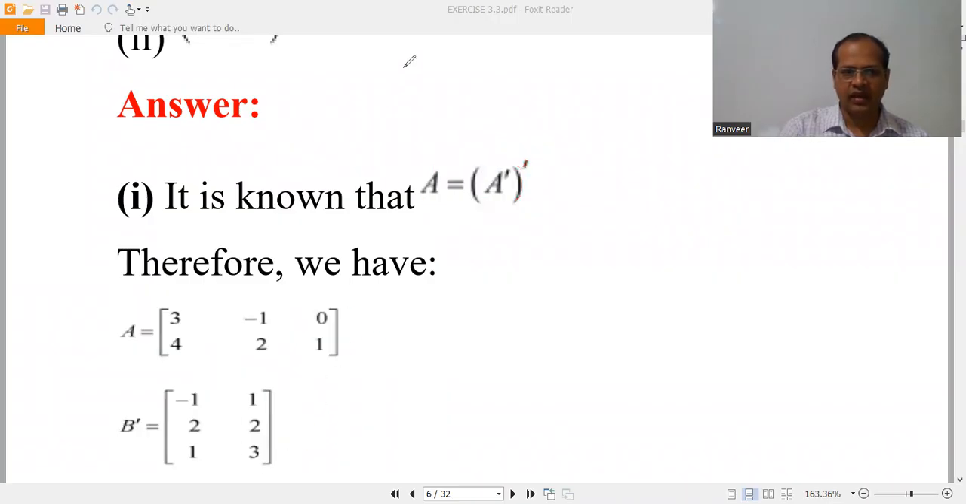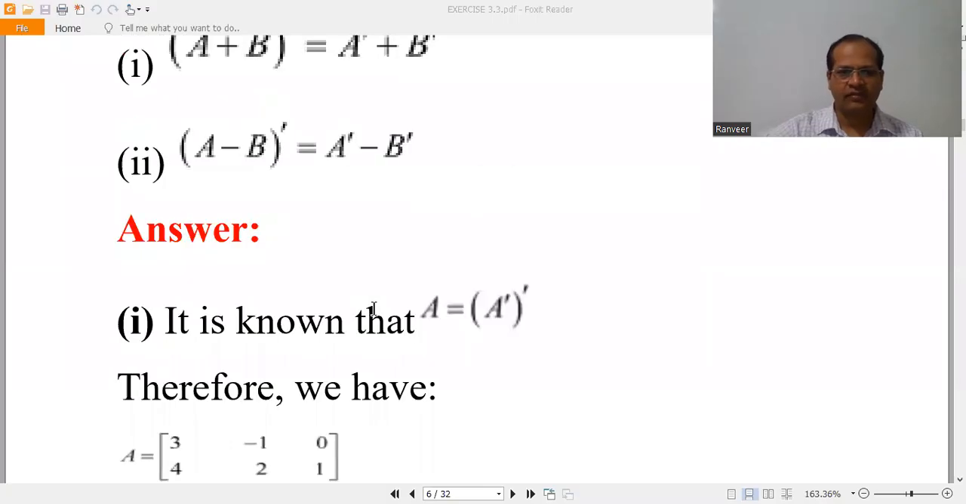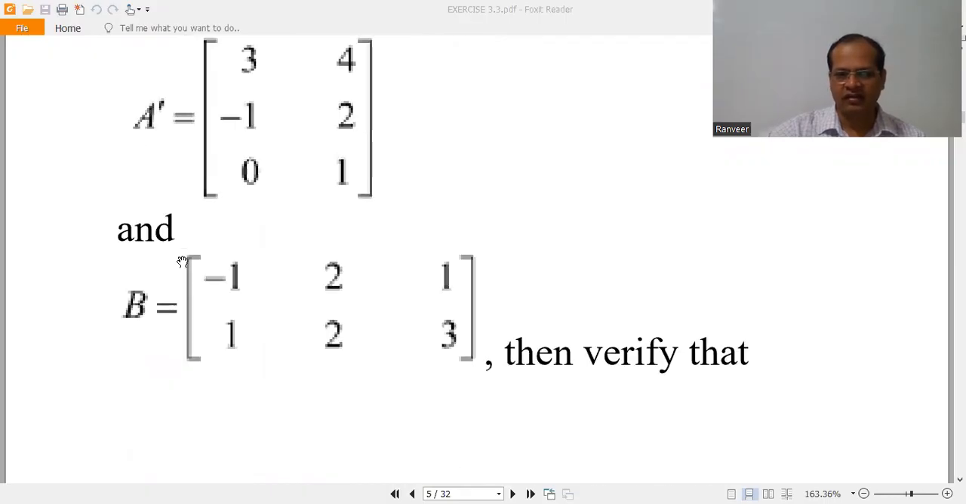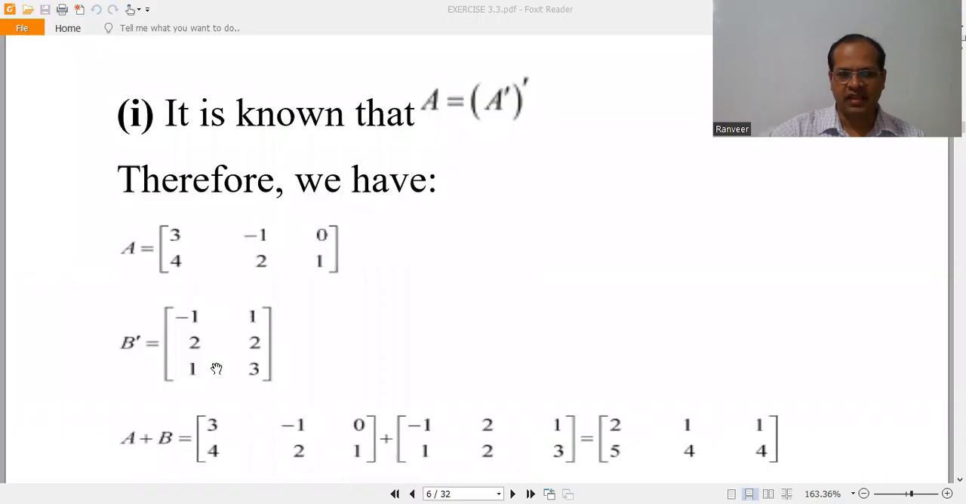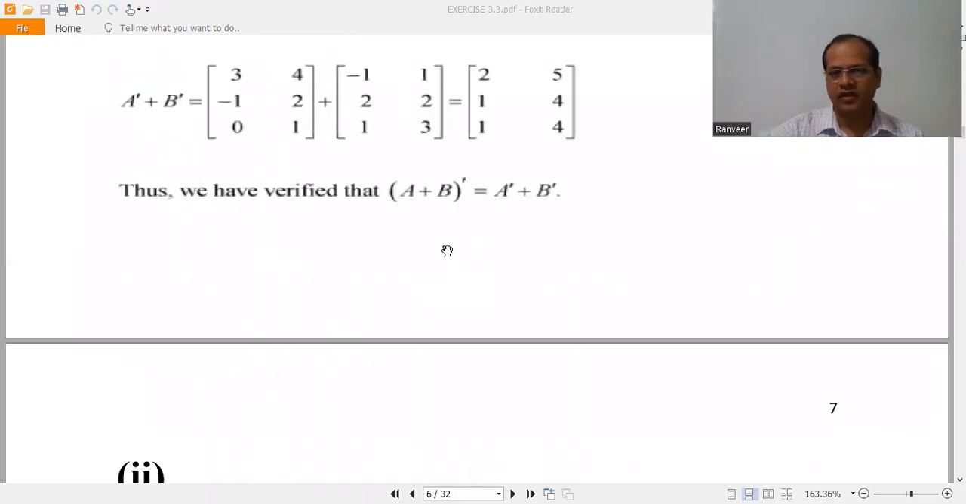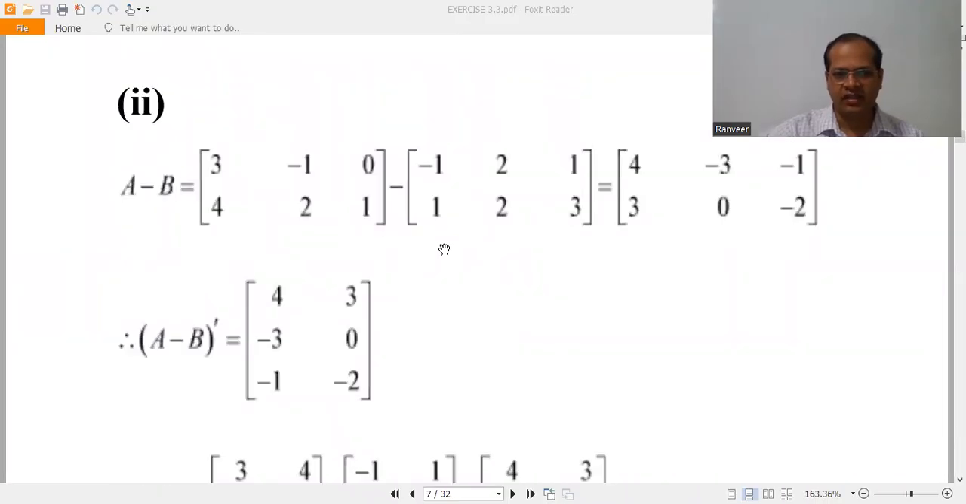This is the value. So whatever the value of A is given here, based on that, if we find the transpose of the transpose, we will get that result. So this is A, this is B dash. So A plus B, this is the A value, and we have to add these two values. So A plus B is equal to this result, and (A plus B) transpose is this result. So this is the important question. The transpose of the transpose is always the given matrix A.